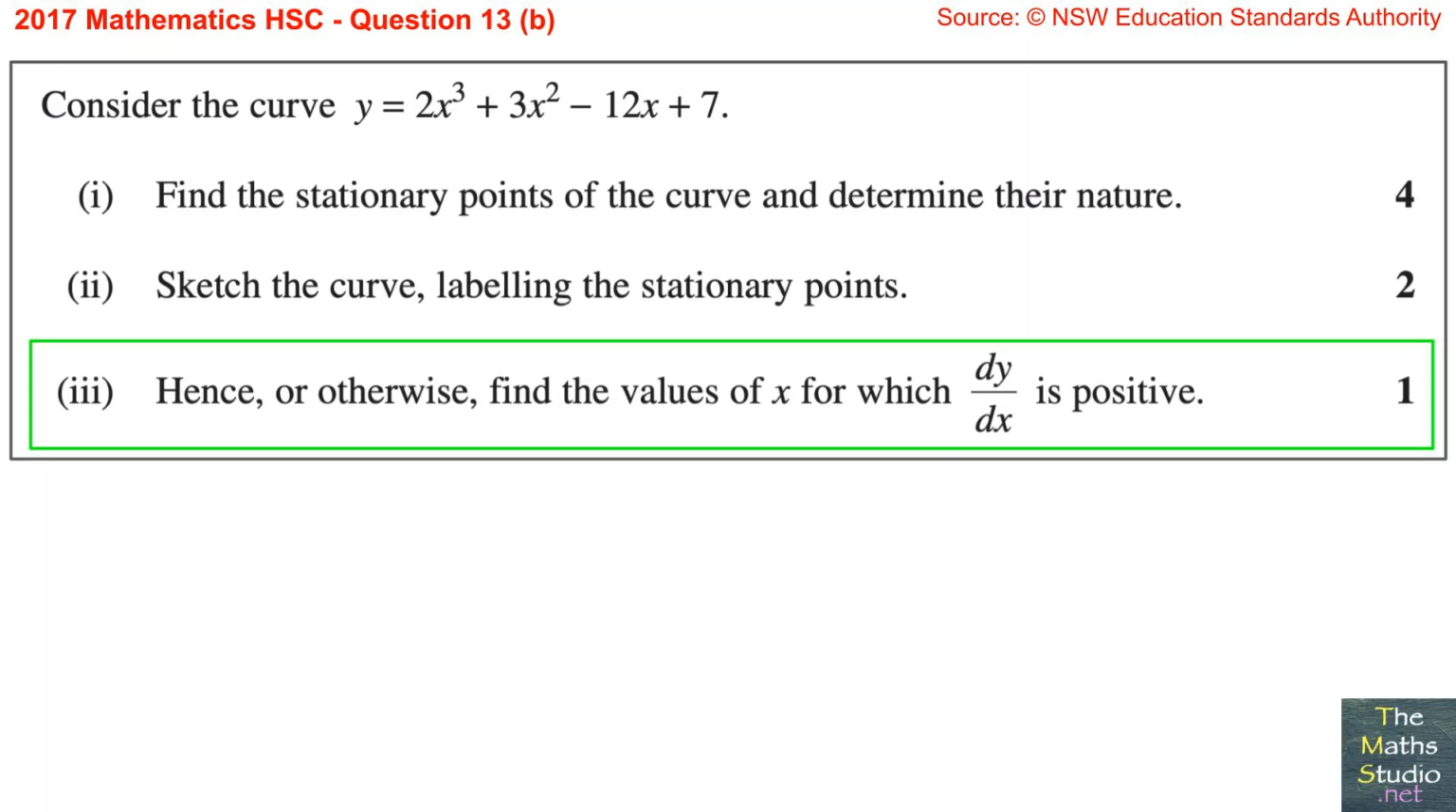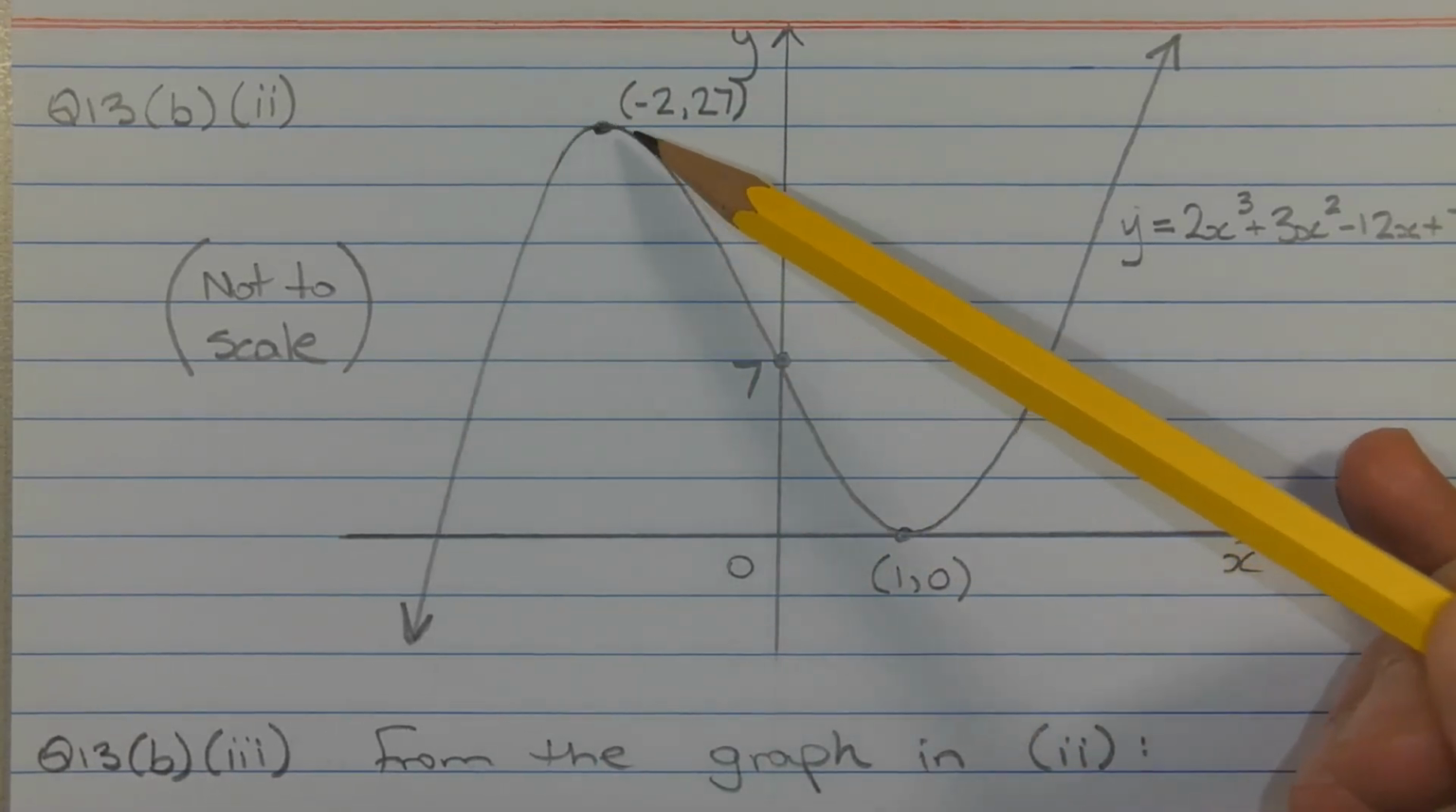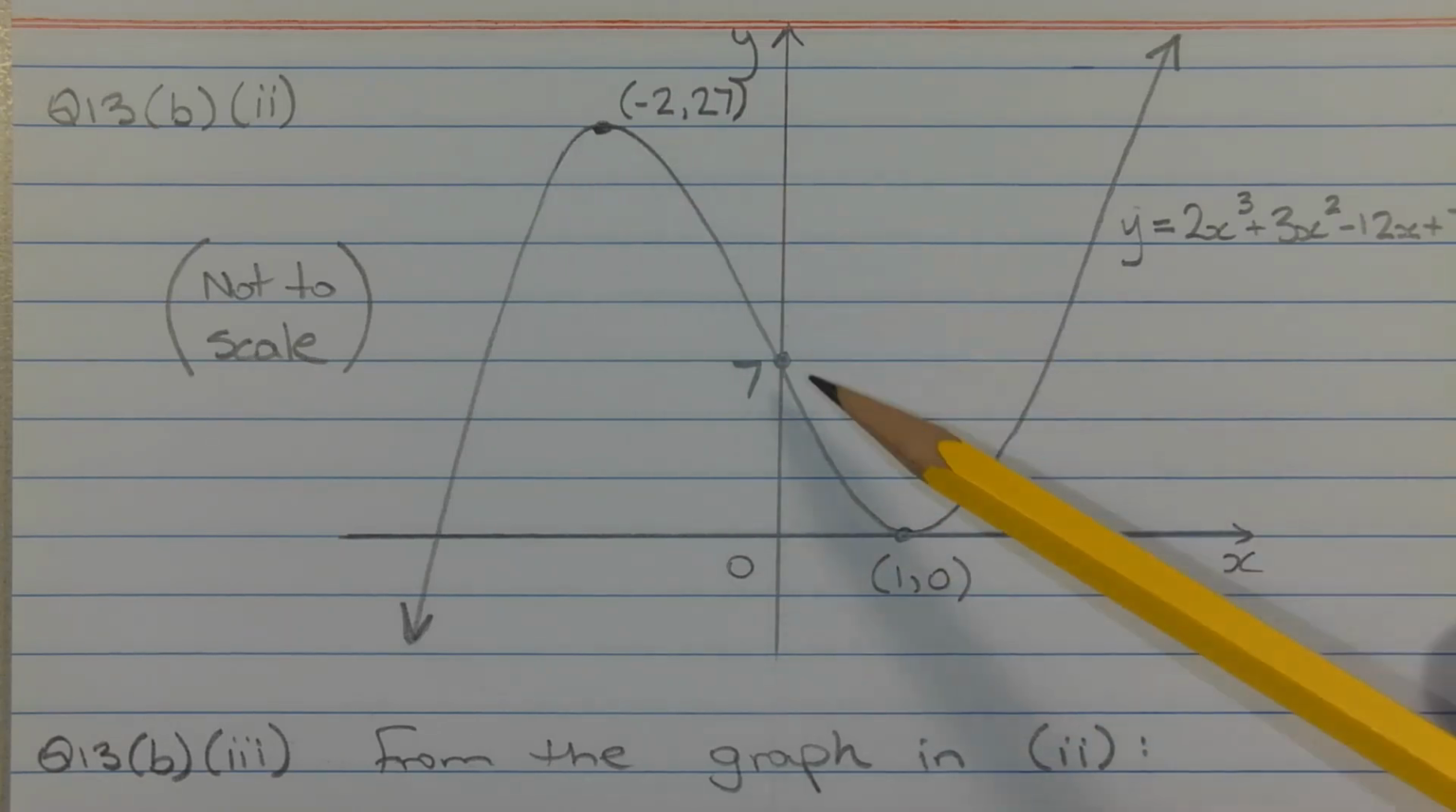Part 3. Hence or otherwise, find the values of x for which dy dx is positive. From the graph that we sketched in part 2, we're identifying intervals of x where the gradient of the tangent to the curve is positive. Now this occurs where values of x are less than negative 2 and also values of x greater than positive 1. Between negative 2 and positive 1, not including the endpoints, the gradient of the tangent to any point on the curve between those two x values is going to be negative.